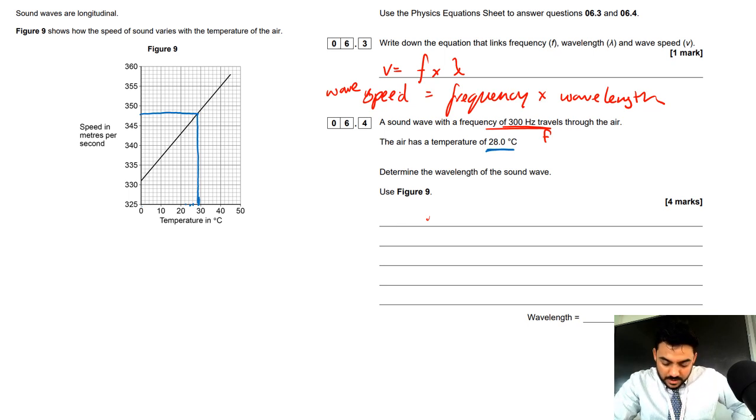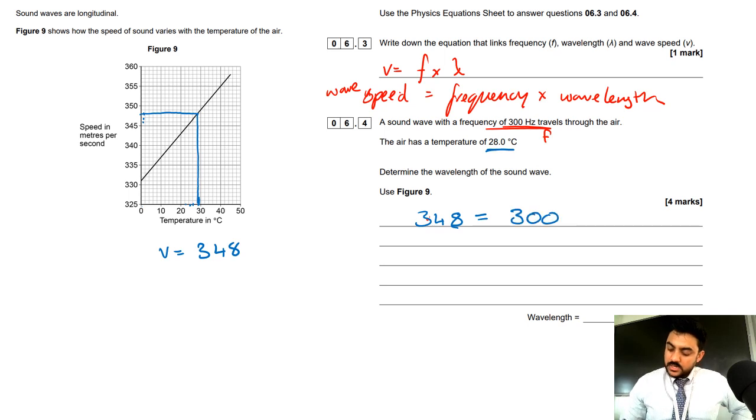Between 45 and 50 there's 5 squares, so each square on this side goes up in ones. 45 to 46 to 47 to 48. So 348 is our wave speed. So v equals 348. 348 then equals frequency, which is 300, times by wavelength, and the symbol for wavelength is lambda, upside down y.